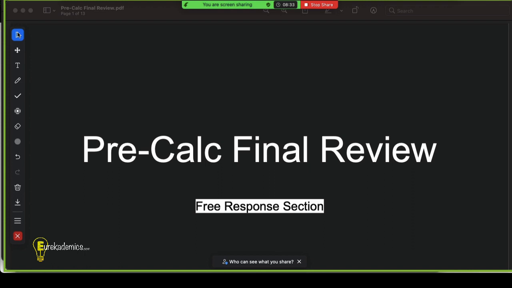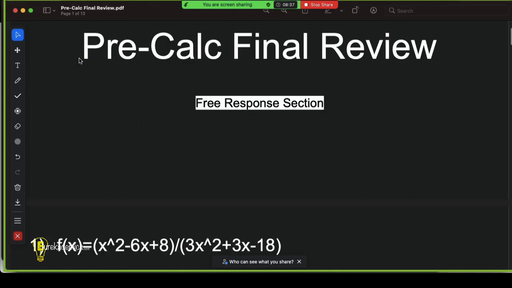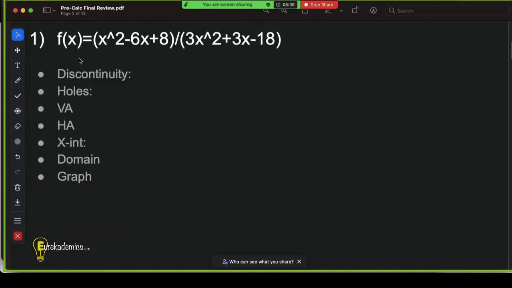If you have the test, you know. All right, number one. So we have this function, f of x, and we have to find all this stuff with it.